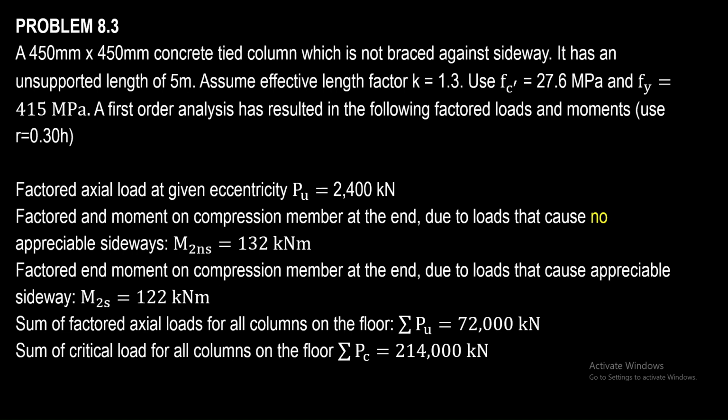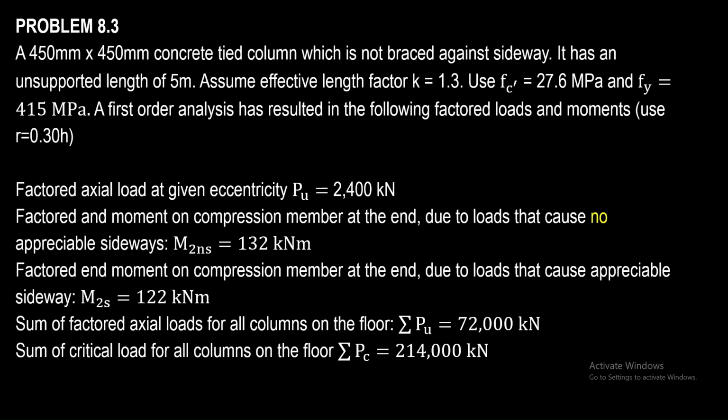Assume an effective length factor of 1.3, using a specified compressive strength of concrete of 27.6 megapascals and a yield strength of steel reinforcement of 415 megapascals. A first-order analysis has resulted in the following factored loads and moments. For the sake of this problem, we are going to use a radius of gyration of 0.30 of the one side dimension of the column.